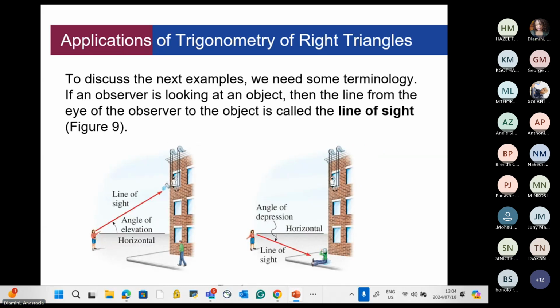Now that we're done here, we go to the next one. To discuss the next example, we need some terminologies. If an observer is looking at an object, then the line of eye of the observer to the object is called the line of sight. Do you see what the line of sight is?